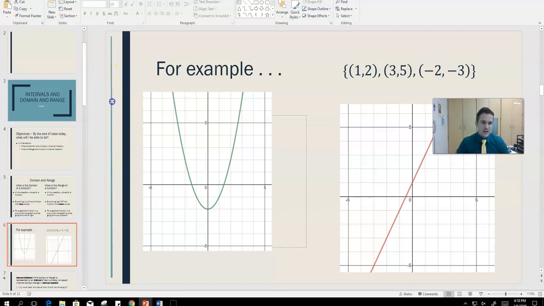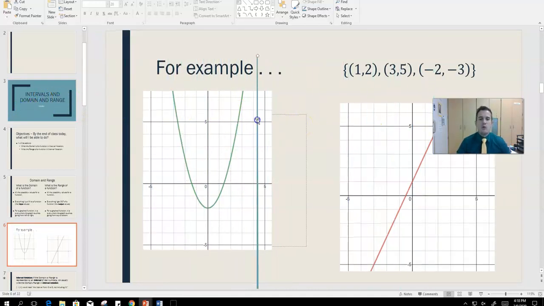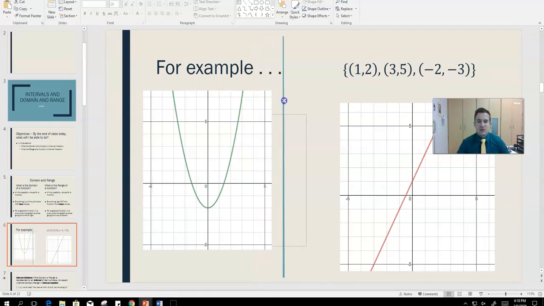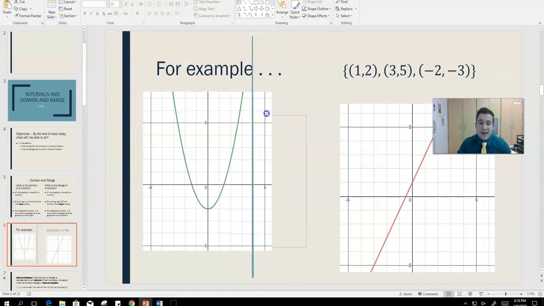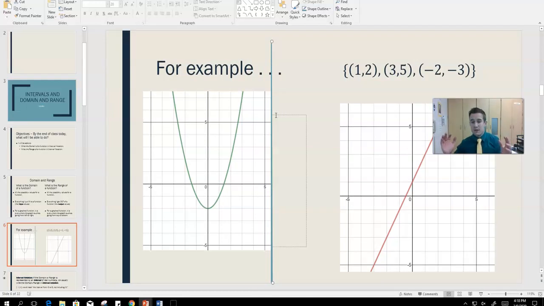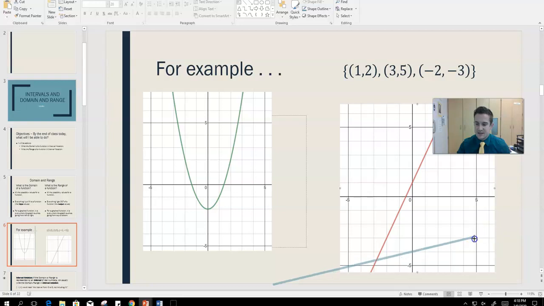So if I was to take this vertical line and go from left to right across this graph, all the way over to infinity in the left direction, all the way to infinity in the right direction, I would always be able to touch this graph. So the domain of this graph is everything from left to right, all of the real numbers on the x-axis.